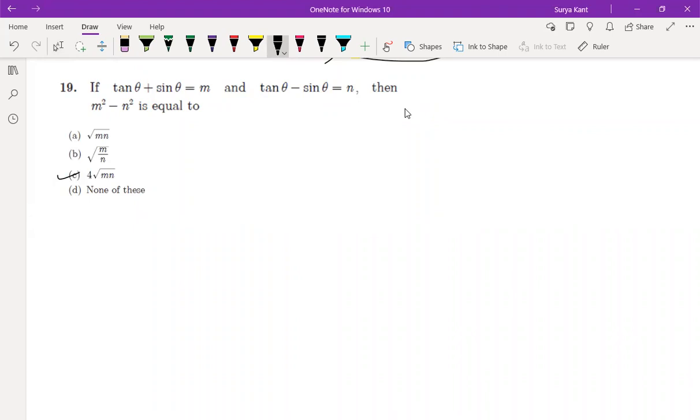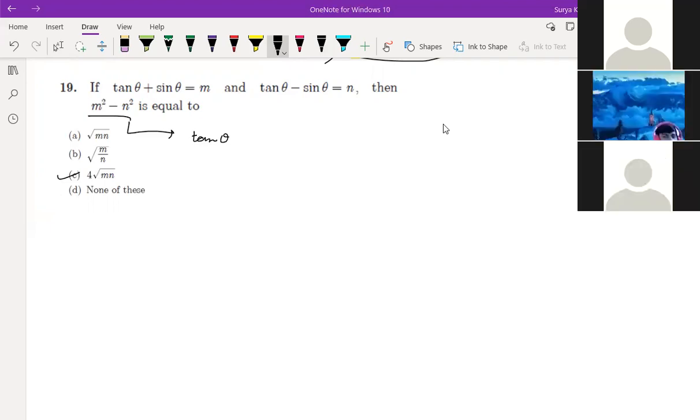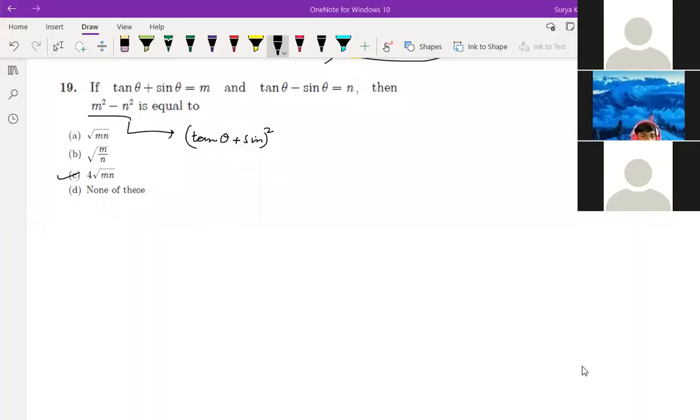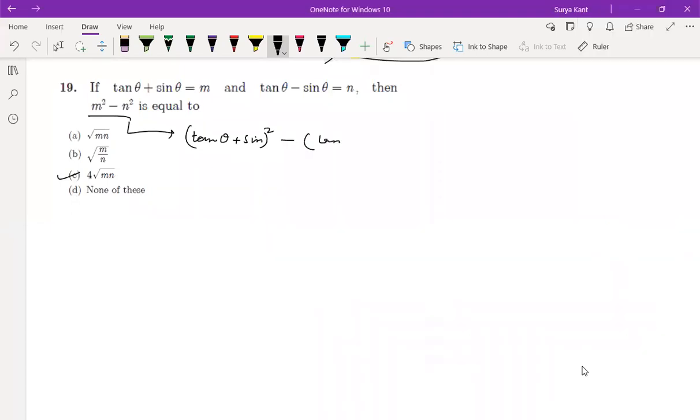Acha, here we should substitute the values like this, right? Yes. So tan theta plus sine theta whole square minus tan theta minus sine theta whole square.